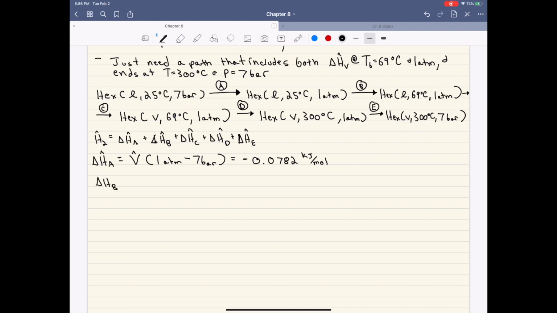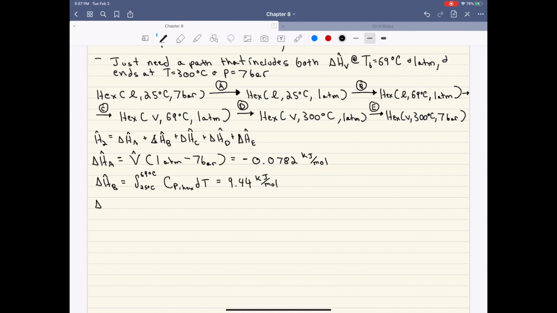For delta HB, all we're doing is just heating that liquid at 1 atmosphere from 25 to 69 degrees C. And so to account for this enthalpy change, we go to the back of the book and look up the heat capacity constants for hexane as a liquid. I'll leave it up to you to work out the steps, but if you do that, you get a final answer of 9.44 kilojoules per mole.